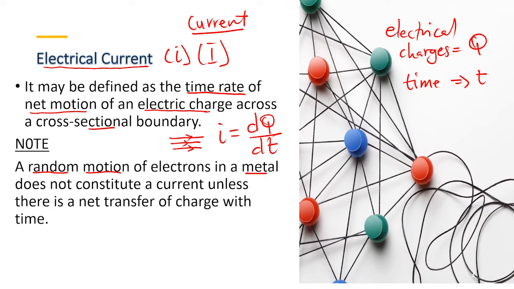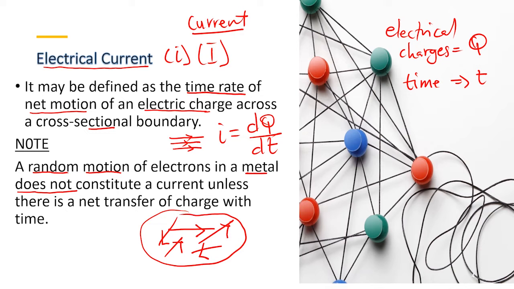So just any random movement, let's say this electron is moving this way, this is going that way, this electron is coming, this is moving, this is coming. This is a random movement of what? Charges. And we are saying a random motion of electrons in a metal does not constitute electric current unless there is a net transfer. Are you okay? Unless there is a net transfer.